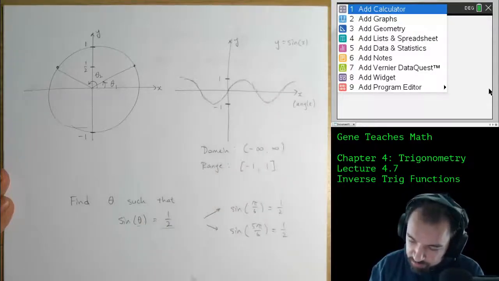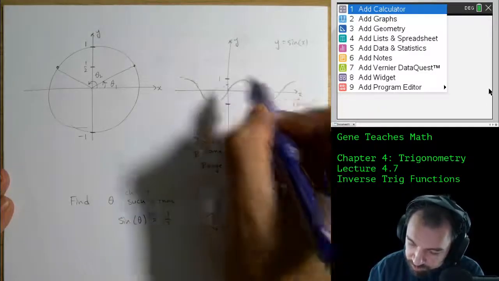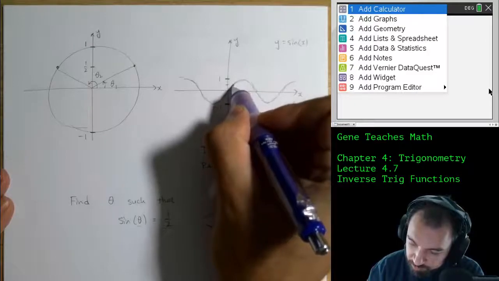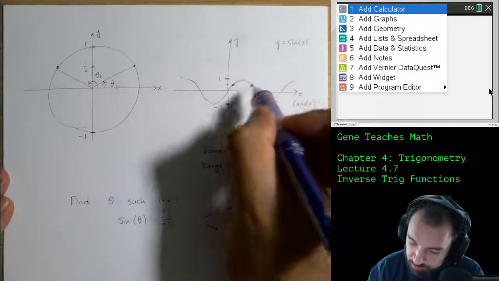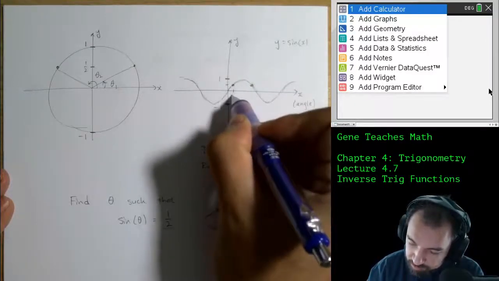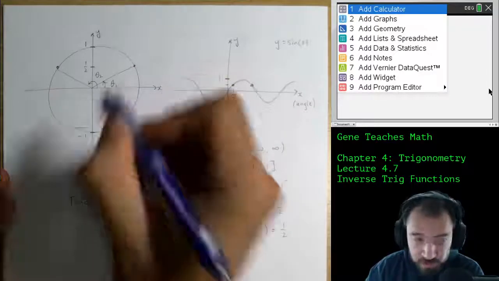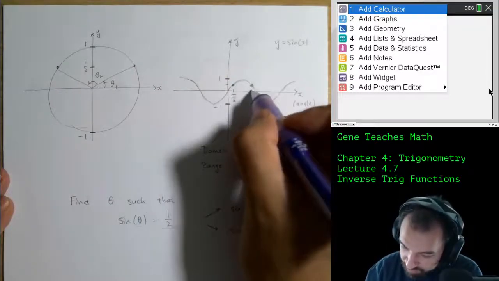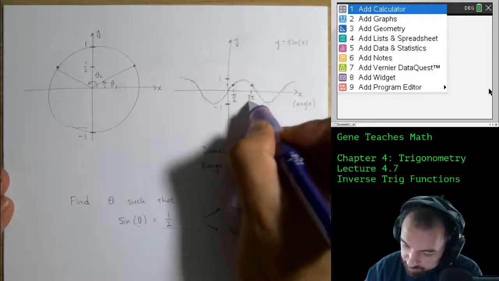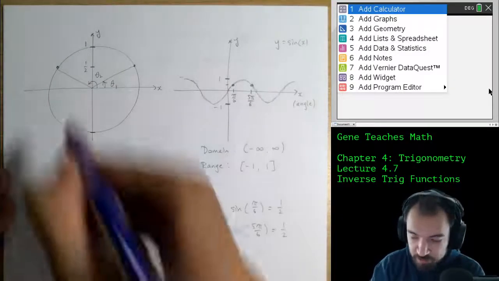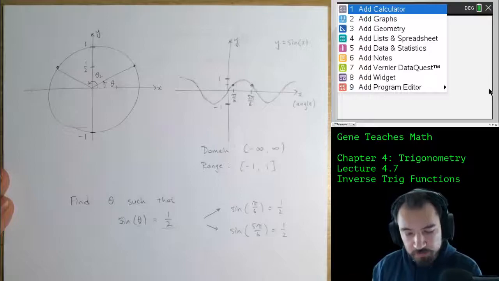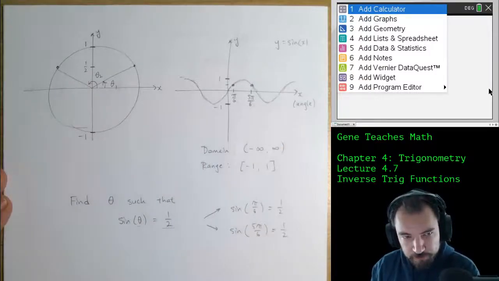In this graph over here, that would mean I need to make the y value 1/2. So that point right there and that point right there. This is pi over 6, corresponding to the angle theta 1. And this, incidentally, is 5 pi over 6, corresponding to this angle theta 2. Okay, so we have information consistency.